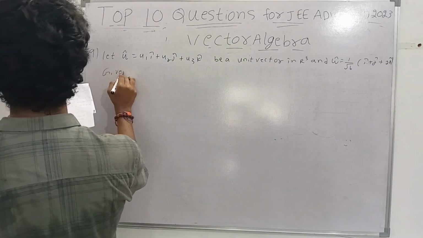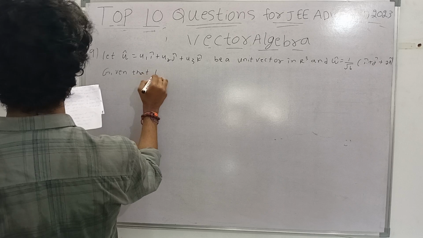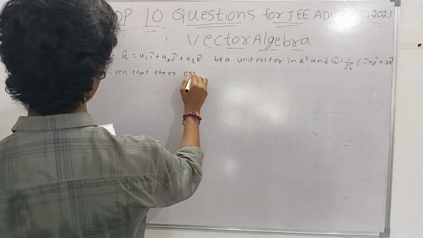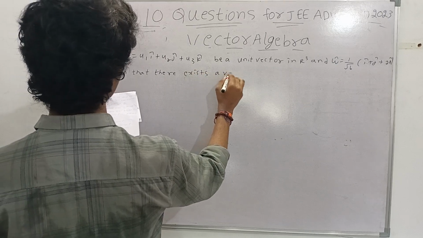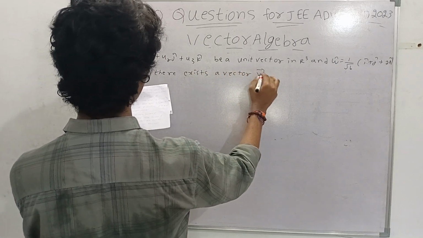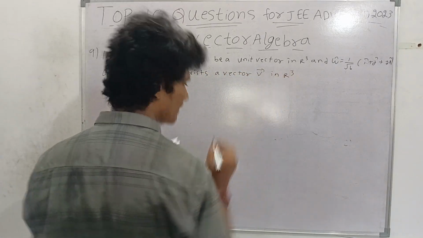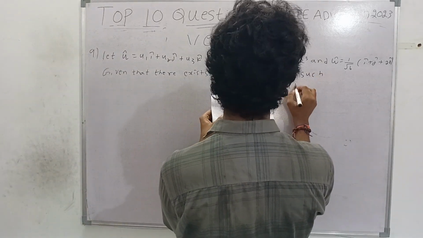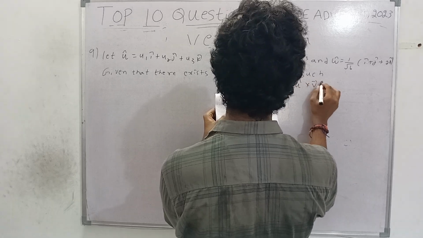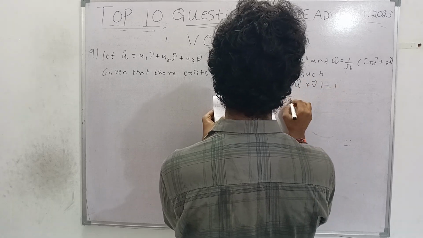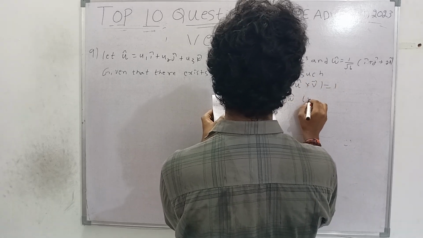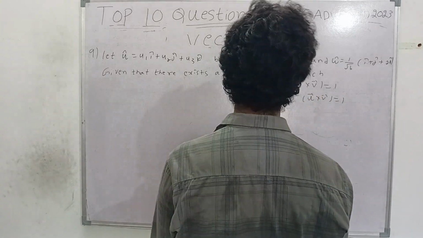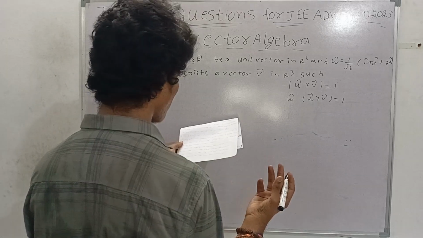given that there exists a vector v vector in R cube, that is, in space there is a vector v, such that the magnitude of u vector cross v vector is simply 1, and also omega vector dot u vector cross v vector is 1. So which of the following statements are correct? They gave the 4 statements.